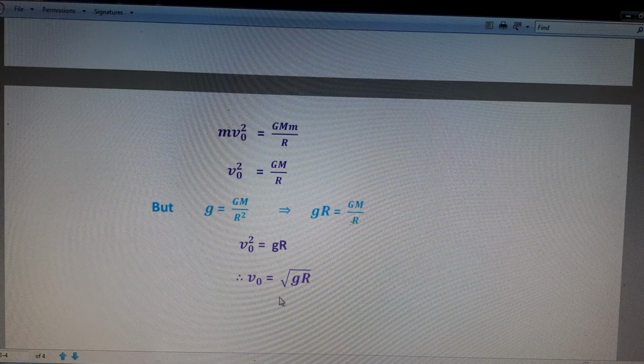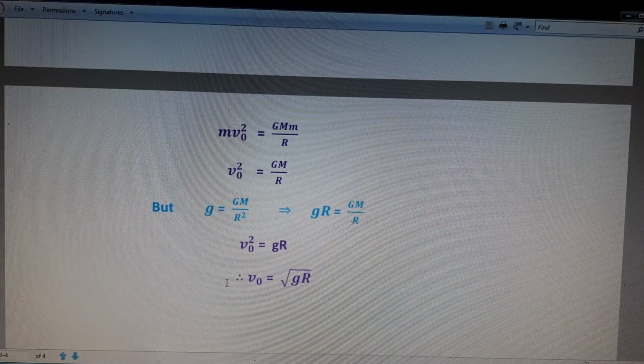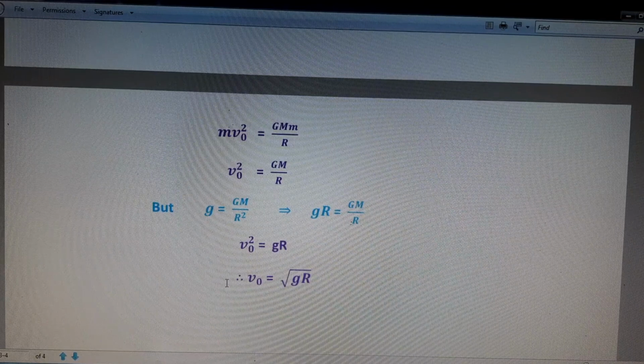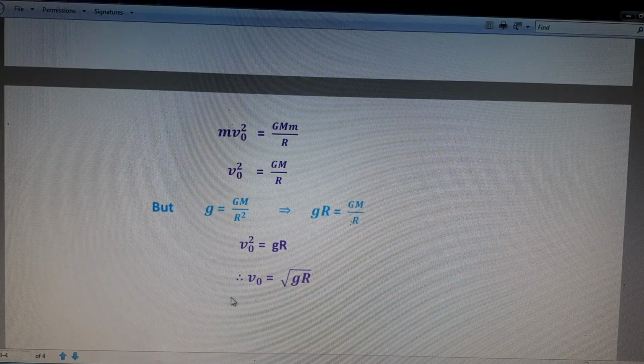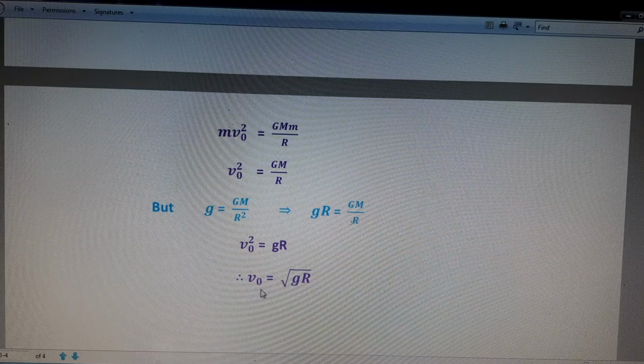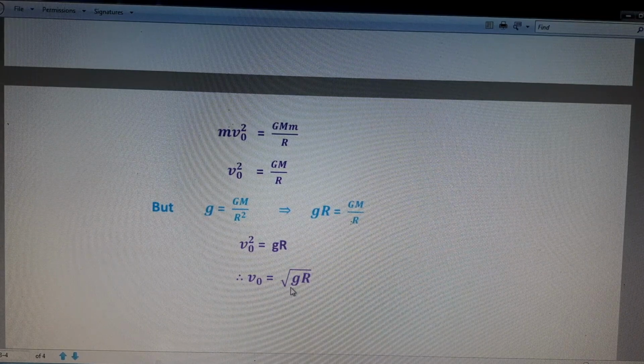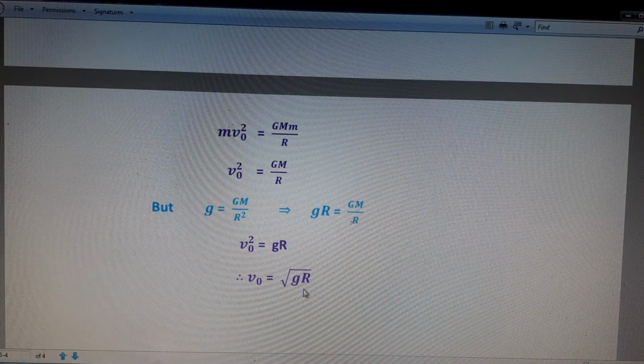v0 is equal to under root gr. So this is the final equation for the orbital velocity. When the satellite revolves around the planet in a circular orbit, the velocity is the orbital velocity. So the orbital velocity v0 is equal to under root gr, where g is the acceleration due to gravity and r is the radius of the planet.